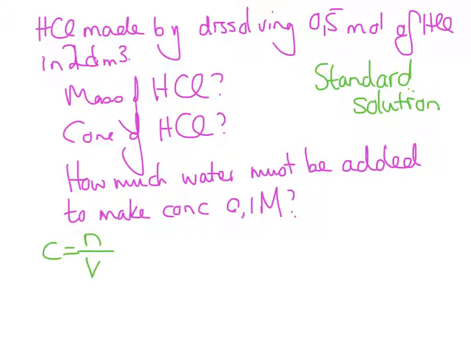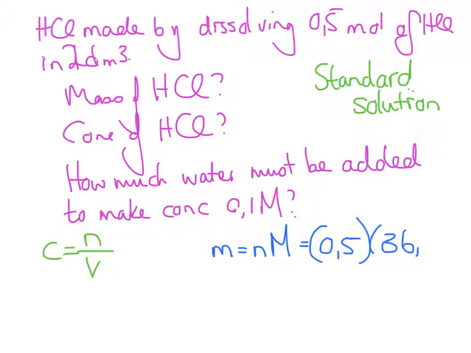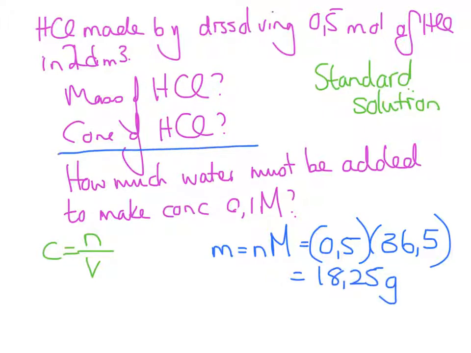So the first one, hydrochloric acid is made by dissolving 0.5 moles of hydrogen chloride into 2 decimeters cubed. What is the mass of hydrogen chloride? Well, mass is equal to number of moles times molar mass. So it's 0.5 moles, they told me that. The molar mass of HCl is 35.5 plus 1 from the hydrogen, and I land up with 18.25 grams.